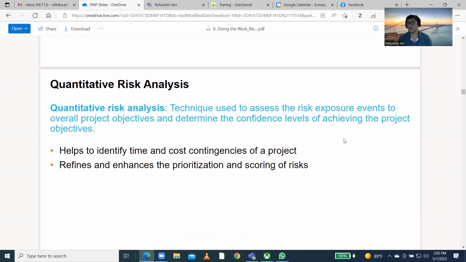Basically, it deals with numbers. For example, you have to spend an additional $1,000, or you need to spend an additional 2 months. So it refines and enhances the prioritization and scoring of risk. It fine-tunes it, meaning how you will score the risk based on this.